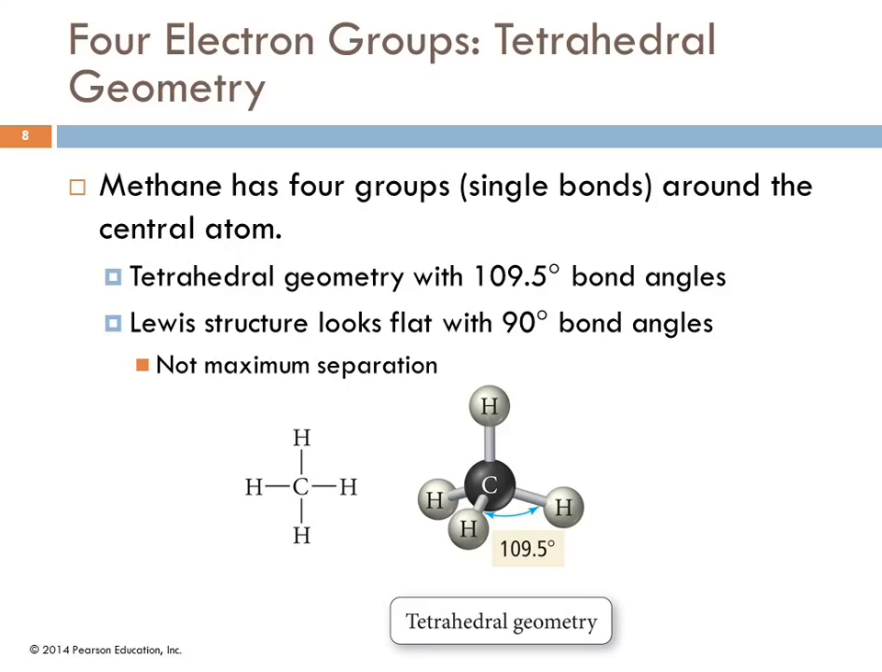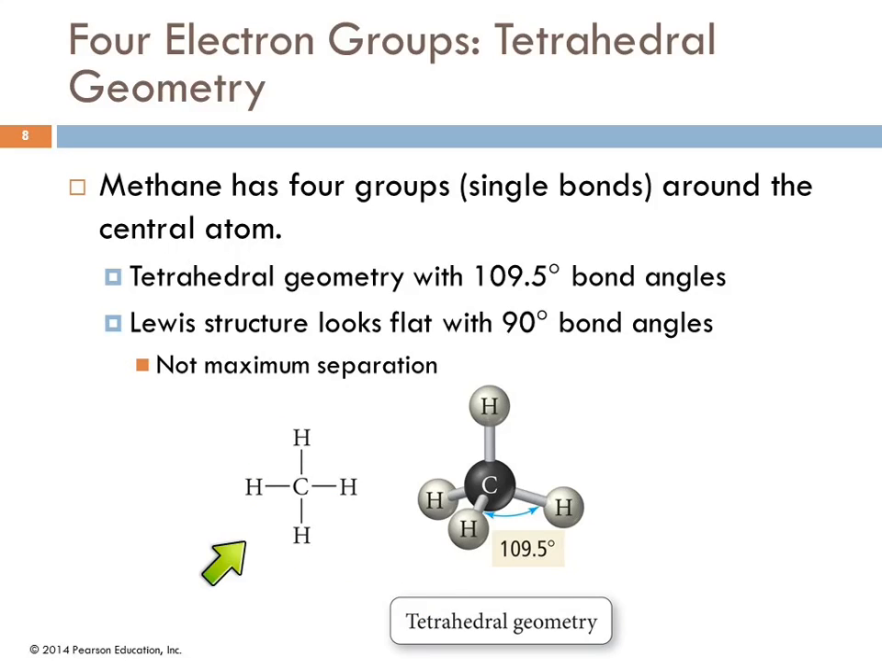So if we have methane, here's a Lewis structure for methane. There's no lone pairs on this. We look at carbon, the central atom, and we see there are 4 single bonds. That's 4 electron groups. They're going to get away from each other by spreading into a 3-dimensional shape, and they're going to make this tetrahedron.